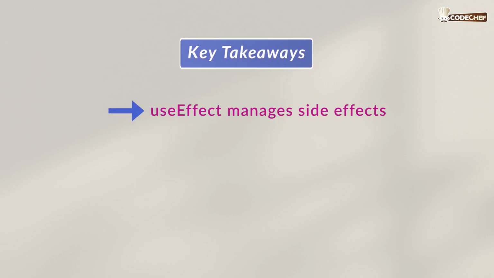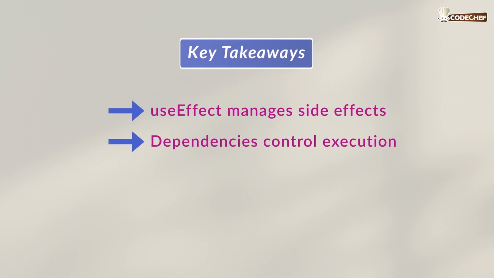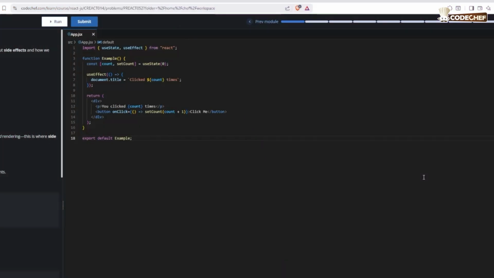To summarize, useEffect is used for side effects, the dependency array controls when the effect runs, and cleanup functions keep your app stable and efficient. So let us look at side effects and the useEffect hook.